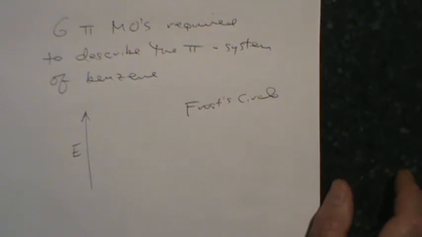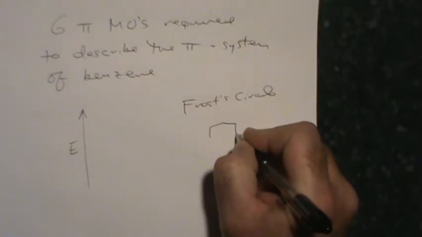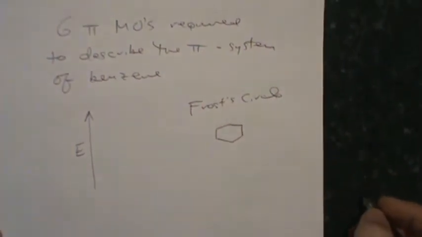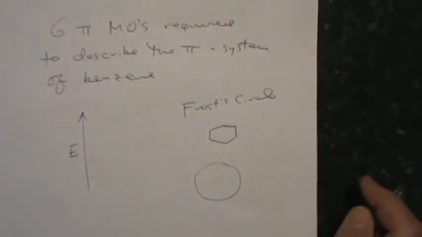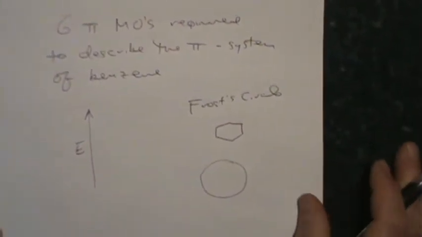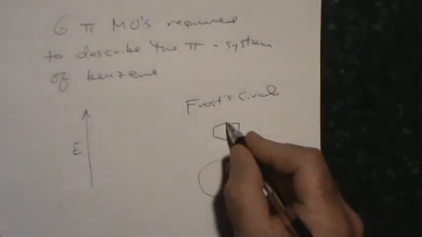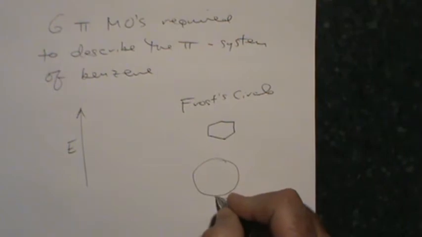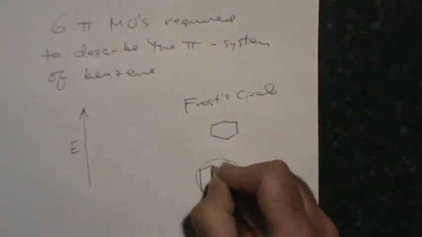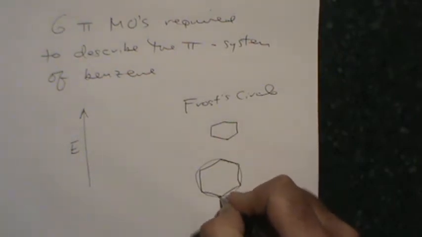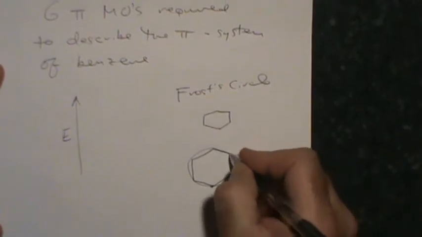In order to use Frost's circle, we realize that benzene is nothing more than a regular polygon. In this case, it's a regular hexagon. And we're simply going to inscribe this hexagon inside of a circle, but we're going to do it in a particular way. We have to ensure that one of the vertices, doesn't matter which one you pick, has to be at the lowest possible point on that circle. And as soon as you do that, and you go ahead and you inscribe it in the circle, you get something like this. Your drawing might look a little better than mine.